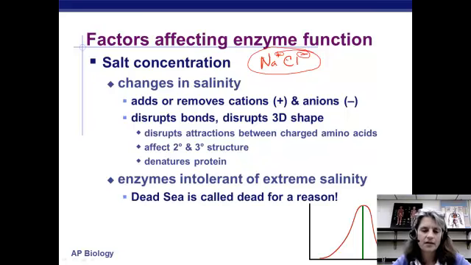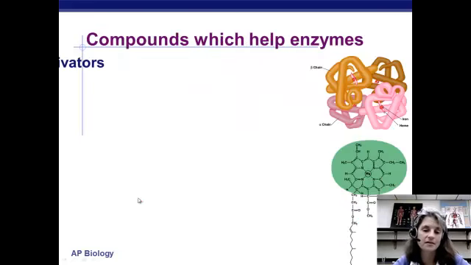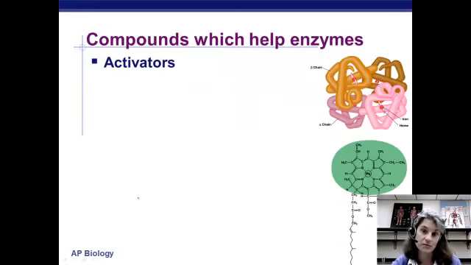Enzymes are generally not going to be tolerant of extremely salty conditions, and the Dead Sea, this one is dead for a reason. There's not much life in there because most enzymes just can't tolerate the salty conditions, and so if you can't have those enzymes, you can't have life.